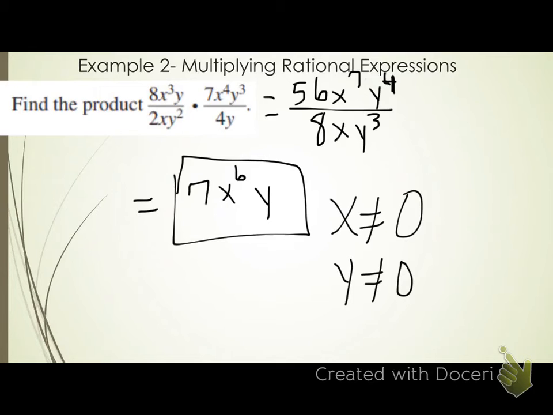Does everyone understand that? That's you letting people know, hey, x cannot equal 0 for this problem. Hey, y cannot equal 0 for this problem. That would give me a 0 in my denominator. Okay? Questions on this example?